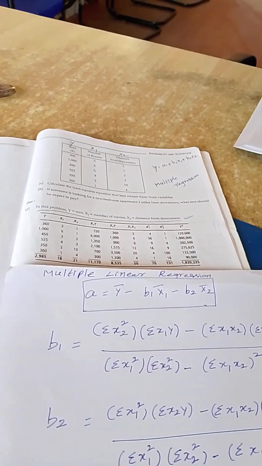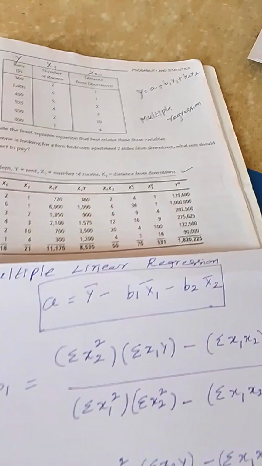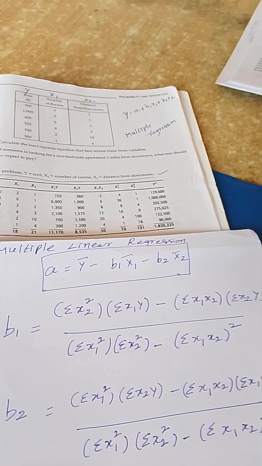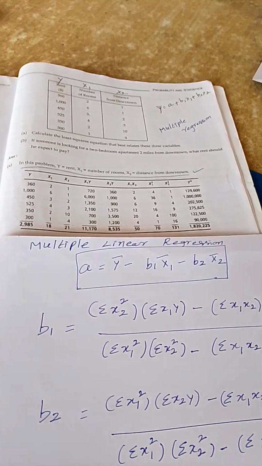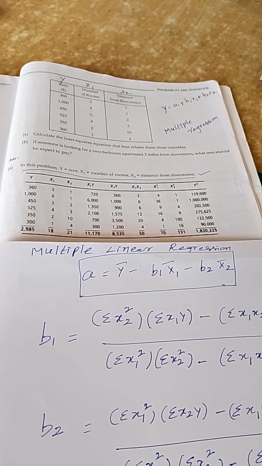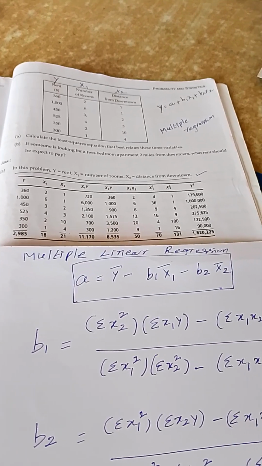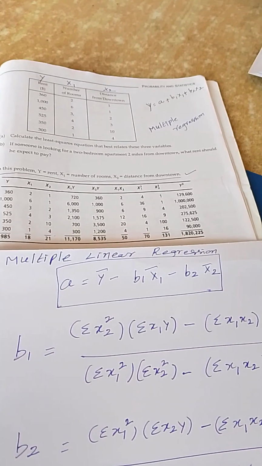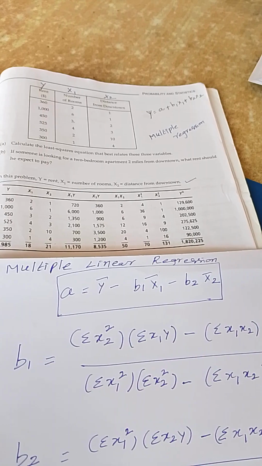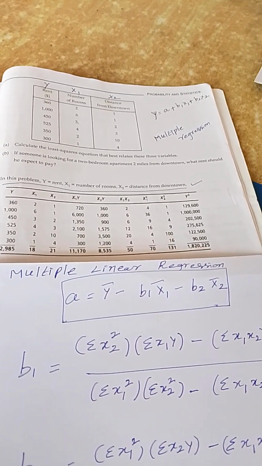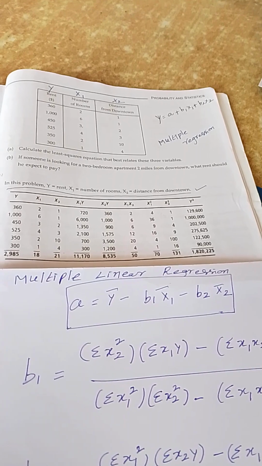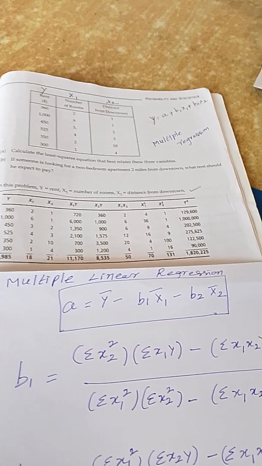My dear students, in today's class in probability and statistics for MCA, let us see one problem in multiple regression. The following information has been gathered from a random sample of apartment rentals in a city. We are trying to predict the rent based on the size of the apartment and the distance from downtown.